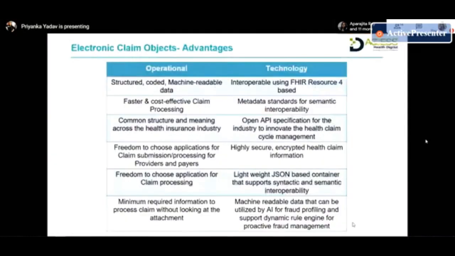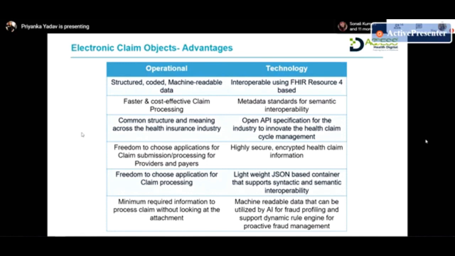Same common structure and meaning across the health insurance industry. I have already given an example of MDDS. We are using MDDS. MDDS actually defines what the element is, what kind of information you are capturing in that element, and what the format is. So it becomes English for everyone. Nobody is writing in different formats. Nobody is submitting information under different labels either. So again, common structure and meaning across the health insurance industry.